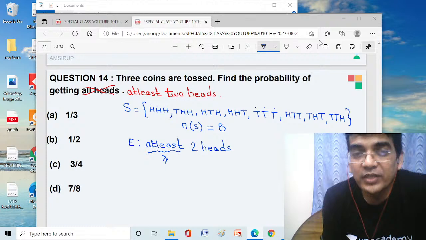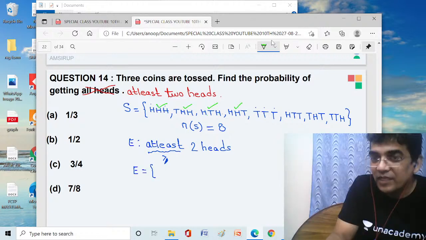Now you won't find any other outcome having 2 or more than 2 heads. If you come to this one, there is no head. If you come to this one, there is only one head. You come to this one, there is again only one head. So we need to find only those which have either 2 or more than 2. So 1, 2, 3, 4. Hope this is clear to you now. So you can write now the favorable outcomes.